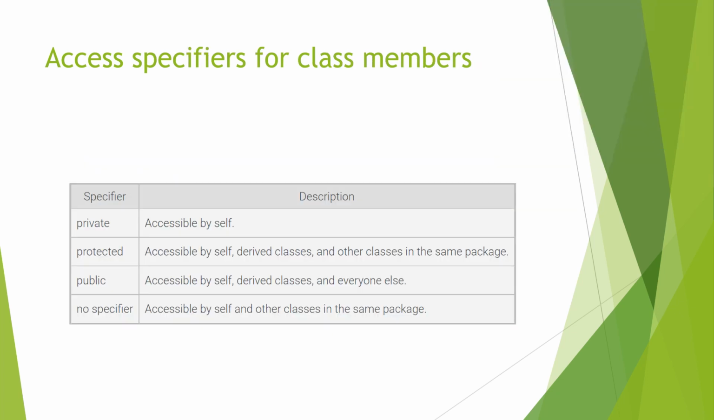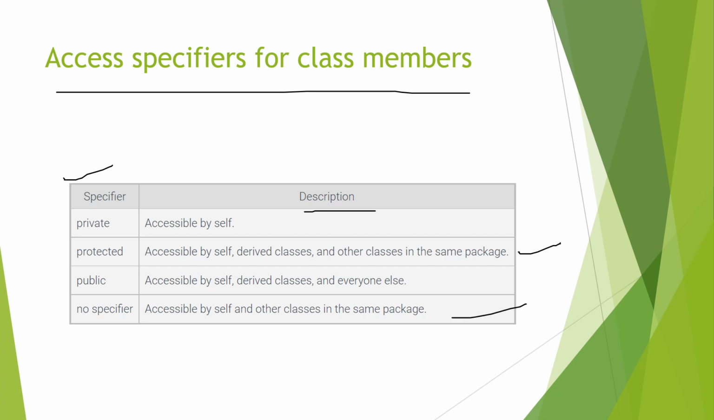Access specifiers for class members. This is the access specifier and this is the description for the specifier. Private: accessible by self. Protected: accessible by self, derived classes, and other classes in the same package. Public: accessible by self, derived classes, and everyone else. And no specifier means accessible by self and other classes in the same package.